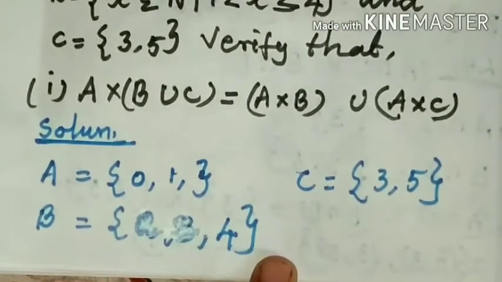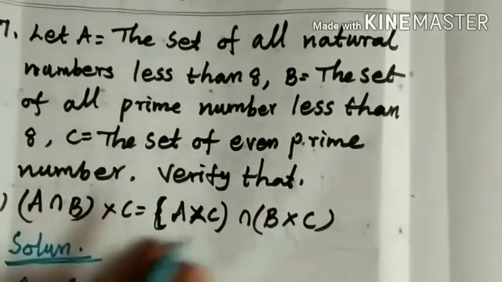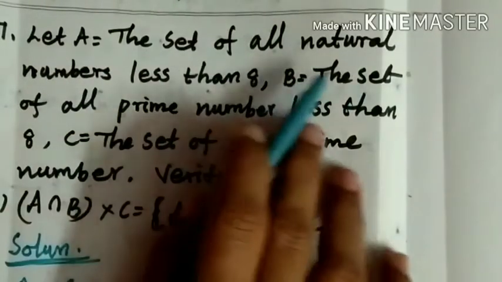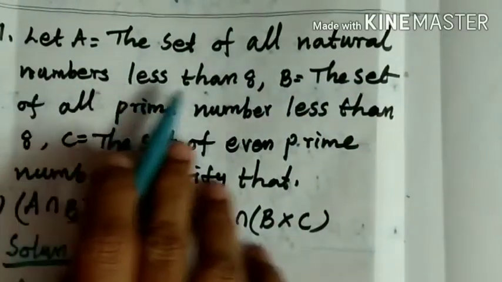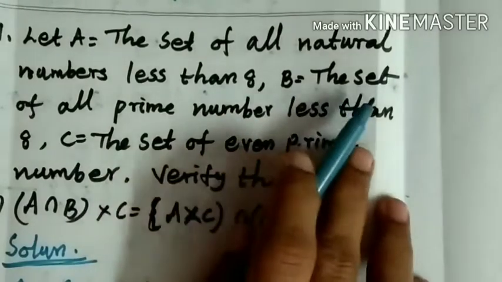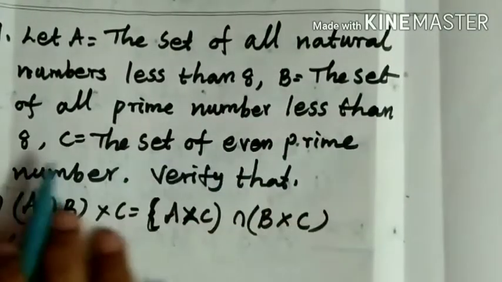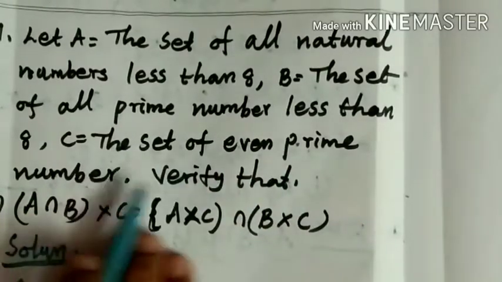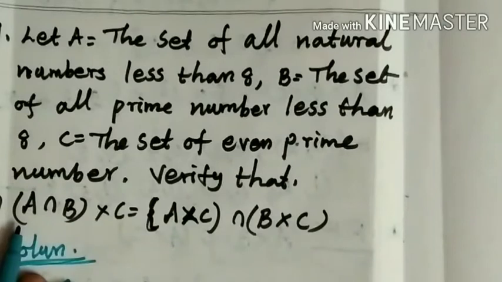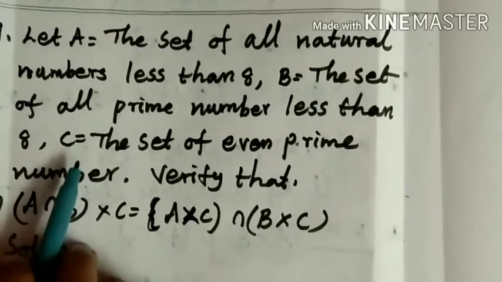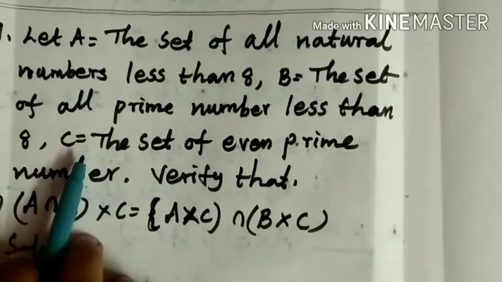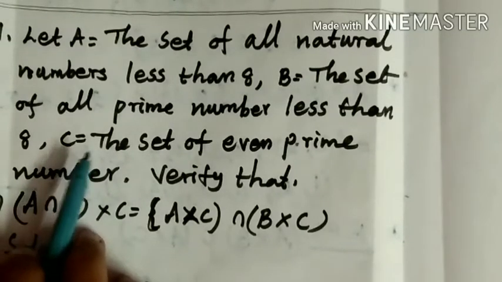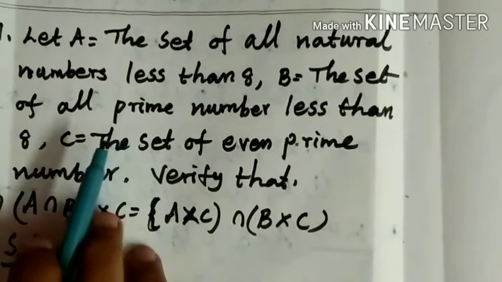Okay, now we move on to the next sum, the 7th sum. See the 7th sum. Let A equal to the set of all natural numbers less than 8. Set B equal to the set of all prime numbers less than 8. Set C equal to the set of even prime numbers. Verify the first given property. See, in this question, sets A, B, C are given in descriptive form. Okay, first we have to change these into roster form.